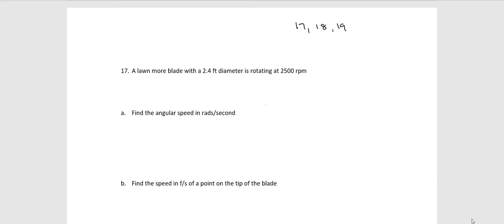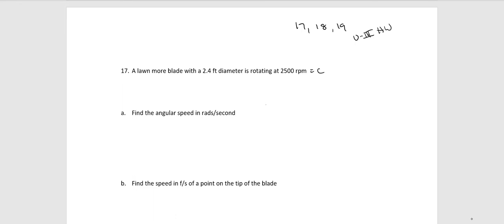I'm making this video here to help you out with numbers 17, 18, and 19 in your Unit 3 homework. So let's see, a lawnmower blade which has a 2.4 meter diameter, rotating at 2500 RPM. Something to notice here, it doesn't say anything about this changing. So I think from the wording of the problem that we can assume this is constant.